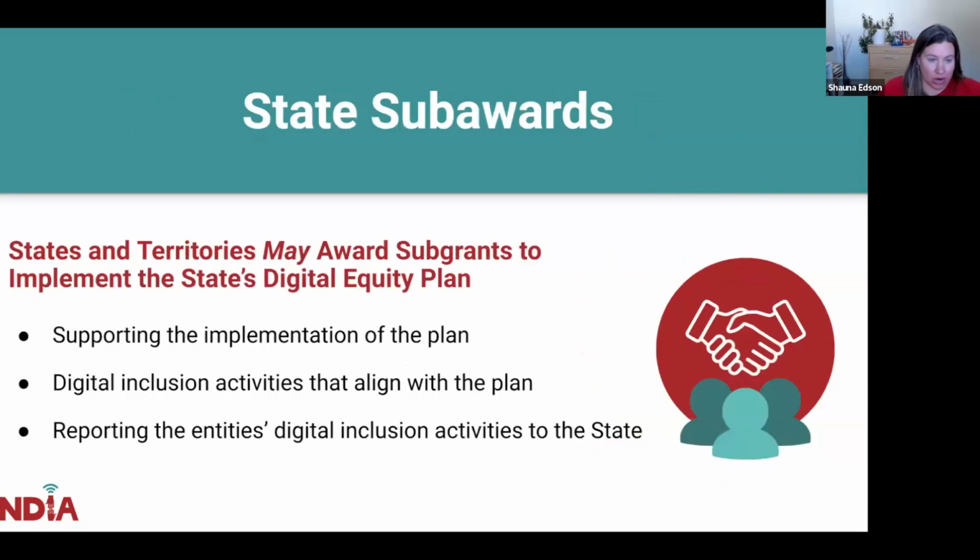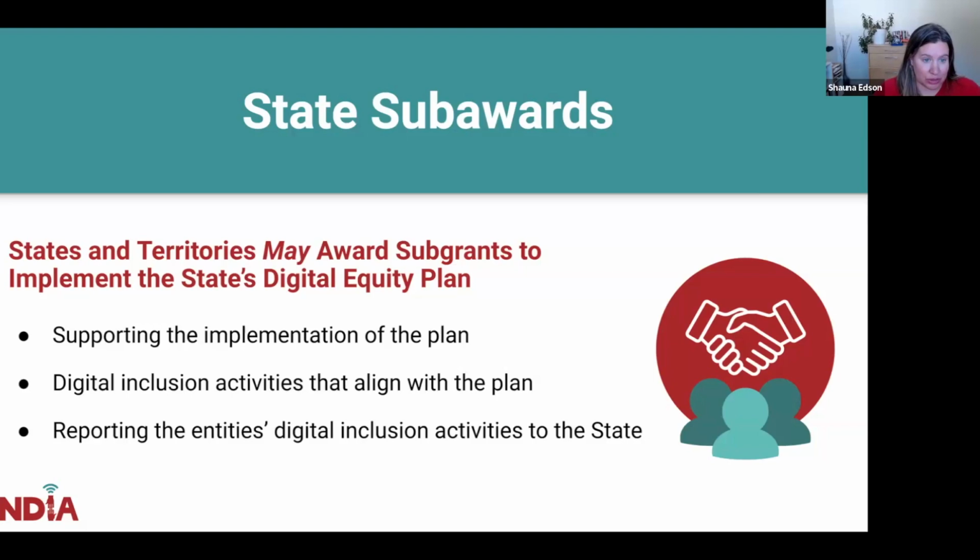So states and territories are allowed to subgrant some of their capacity award to eligible entities to help them put digital inclusion activities and the state's digital equity plan into work. Subawards can work to supplement the state's plan, facilitate digital inclusion activities that align with the plan, and report back to the state on how those activities are going. So if this is something that your organization might be interested in, keep an eye out for your state possibly opening subawards. They have 9 months from the date of their award.